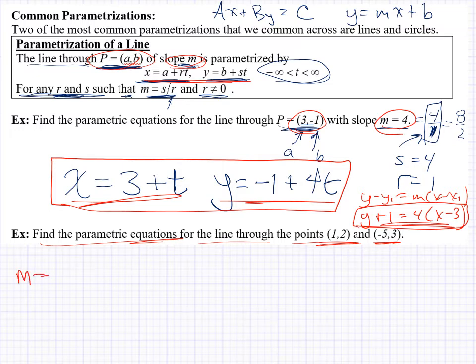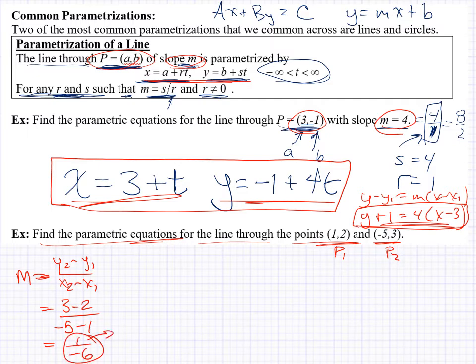So m is going to be y2 minus y1 over x2 minus x1. Let's just call this point 1 and point 2. So y2 is 3, y1 is 2, and then negative 5 minus 1. And so we're going to get 1 over negative 6. So there's your slope. So in this case, we can say that's S. There's R. Okay. And if we have that, now we choose one of these 2 points.